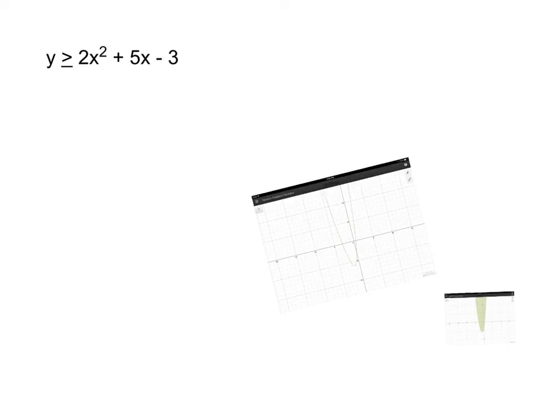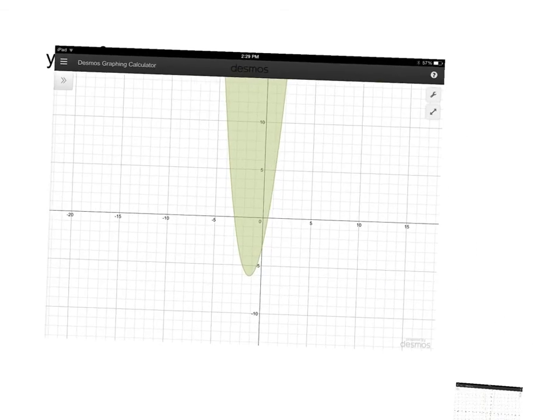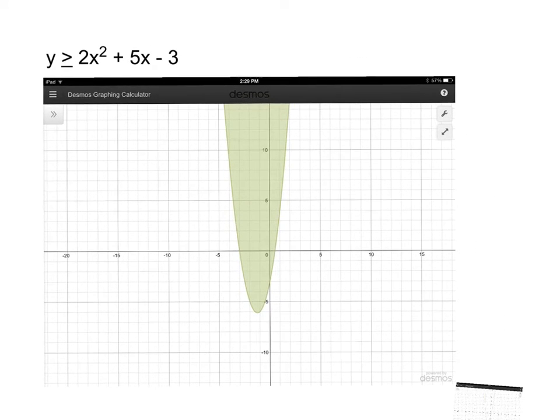When we graph this one, it's a parabola. Y is greater than or equal to 2x squared plus 5x minus 3. So it's a solid boundary line. And when you shade, when it's quadratic, you're either going to shade the inside or the outside. So the shading looks like this for this one. Inside the parabola, solid boundary line. Y is greater than or equal to 2x squared plus 5x minus 3.